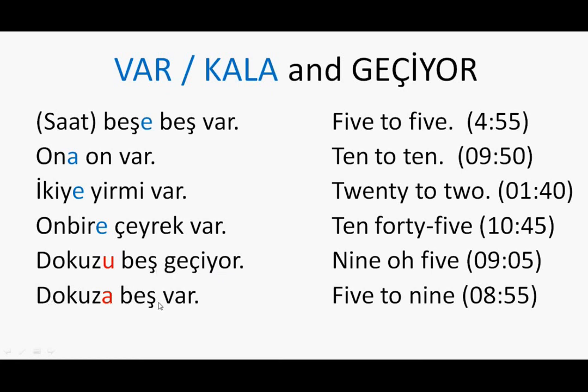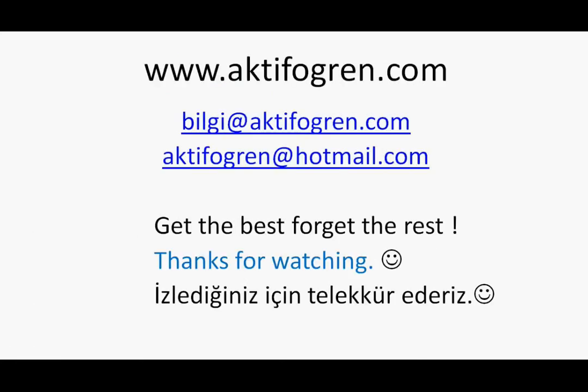9'a 5 var. Look, I give you two clear examples for you here. If we use here past, which is geçiyor, so I put U for this vowel. If it's var, which means to, so I use here A. Okay, guys. I hope this is helpful for you guys.